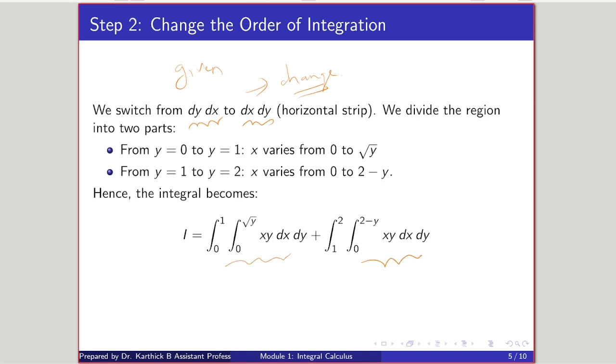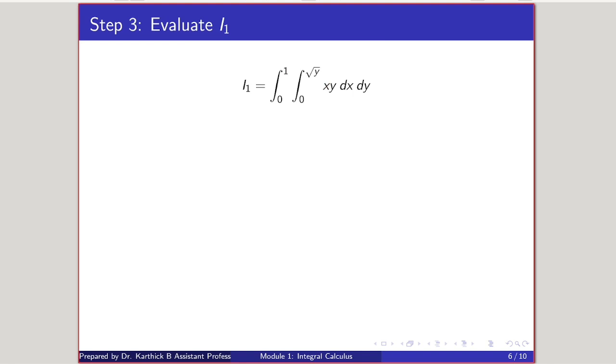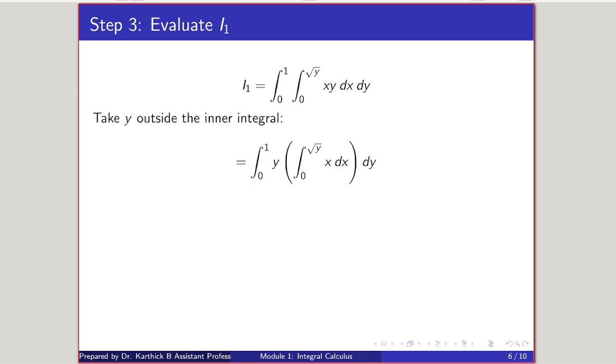So I take this as I1 and this as I2. For I1, it is simply the function xy integrated with respect to x, where x varies from 0 to root y. First we evaluate the inner integral. The integral of x with respect to x gives x square by 2. Then apply the limits from 0 to root y, and at last you get the value y by 2. So now we have evaluated the inner integral.